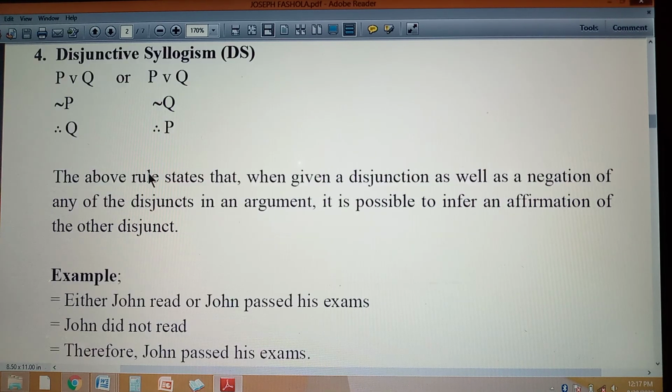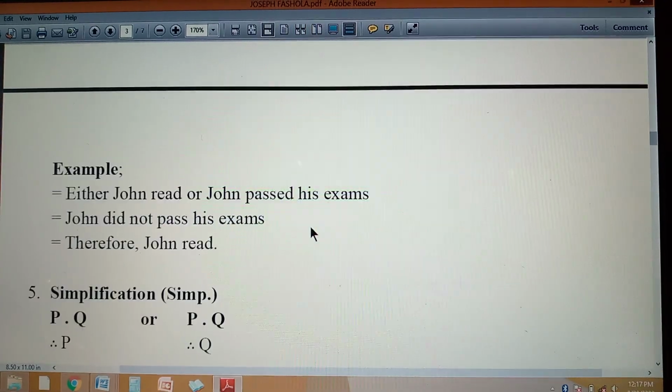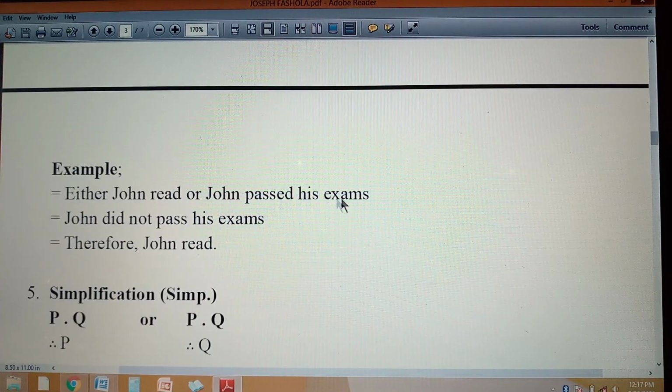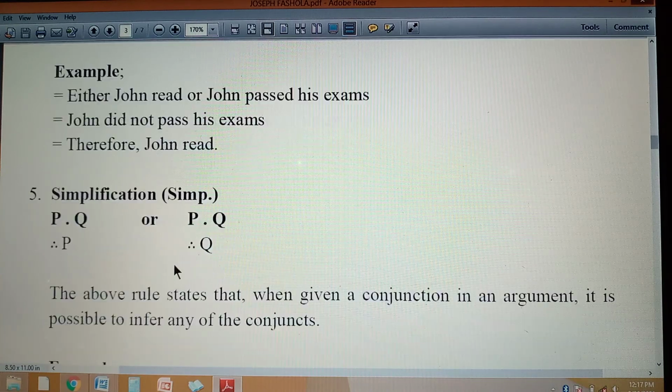This is disjunctive syllogism. So either John read or John passed his exams. John did not read, therefore John passed his exams. Or either John read or John passed his exams. John did not pass his exams, therefore John read. So it's either of them, either this or this. That is what it's saying.